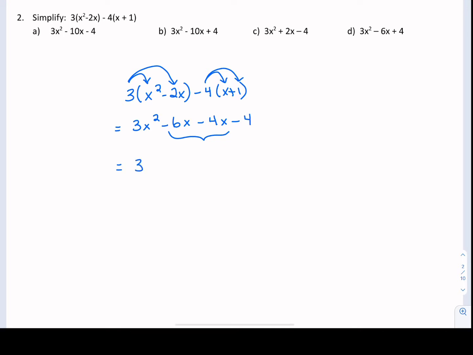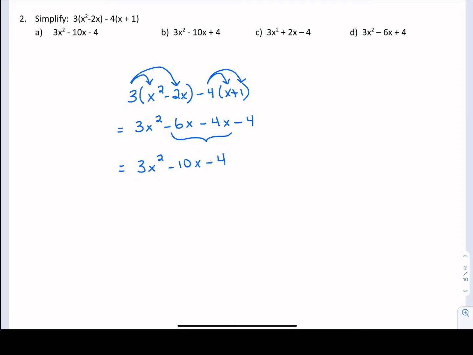3x² stays as 3x². But negative 6 minus 4 more puts us further into the negatives. So negative 6 minus 4 is going to give us negative 10 of those x's. And then we have a constant term of minus 4 still at the end. So not only did we open up those brackets, but we collected like terms in order to simplify that expression. The correct answer for question number 2 is option A.